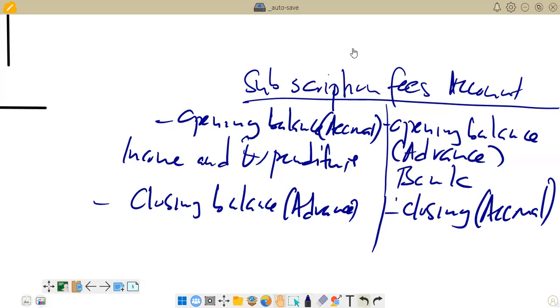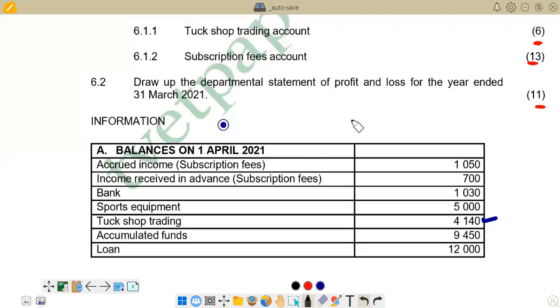Then we can go back to our account. So our opening balances, we are having them there at the beginning of the question, whereby we are having the accrued income for subscription fees, and then we've also got income received in advance. So our opening balances, we have them. Remember, for accrued income, we said when it's an opening balance, we put it on the debit side. So 1,050 on the debit. Then we are going to put also our income received in advance there, 700 on the credit as our opening balance. So we can just go there and summarize that.